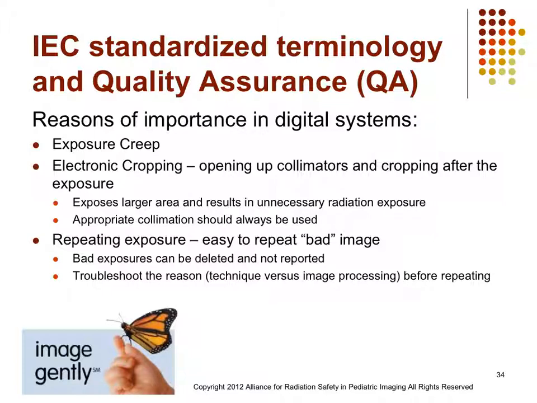The other thing to think about, electronic cropping. Obviously we expose the patient, we should send that information over. Appropriate collimation should always be used, and it's not only just for exposing of healthy tissue to ionizing radiation, but it's also about the quality of the images that we're producing as well.